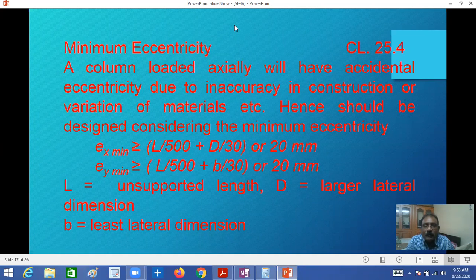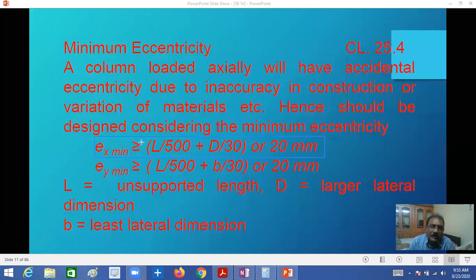This is very important. Here, if you see, Ex should be greater than. This is also a very useful and important point for competitive examinations, where Ex min or Ey min should be equal to or greater than L by 500 plus D by 30, subject to a minimum eccentricity of 20 mm.